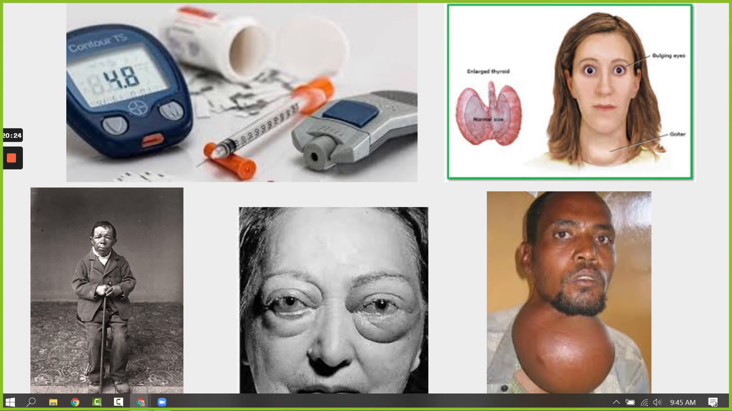Okay, and so you see some examples of that. This would be a person with hyperthyroidism. Again, these are kind of the tools. This is a glucose monitor. You put a tiny drop of blood on a strip and you put it in here, and then the person gives themselves insulin if they have diabetes.